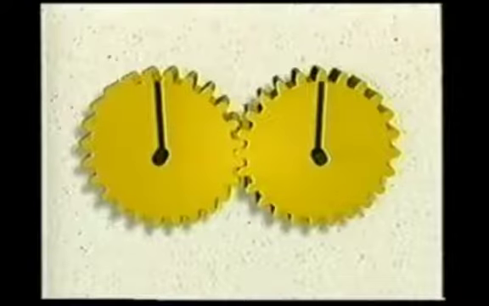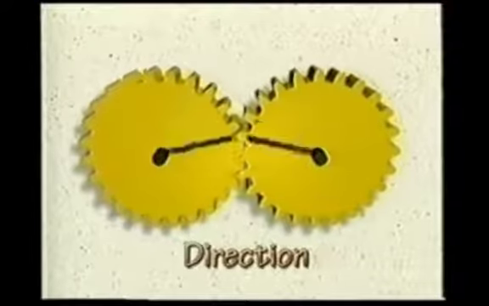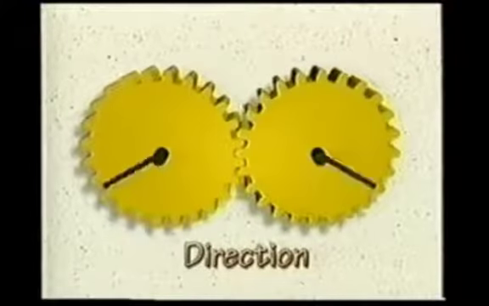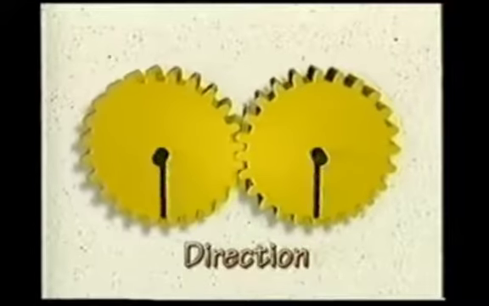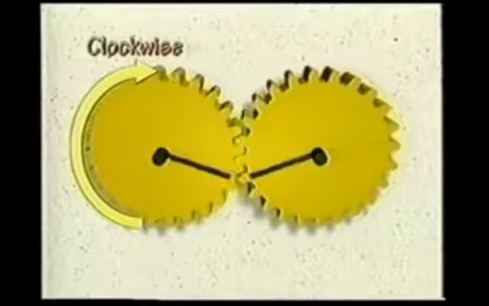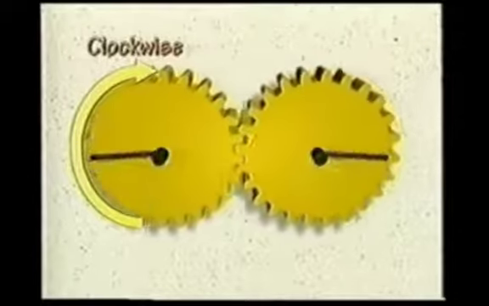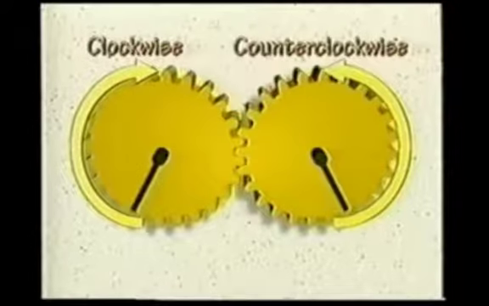This example shows how gears change the direction of rotation. When the teeth of these two equally sized gears are meshed together, the gears rotate at the same speed, but in opposite directions. Teeth from the clockwise turning gear on the left push down on the teeth of the meshing gear on the right, causing it to turn counterclockwise.